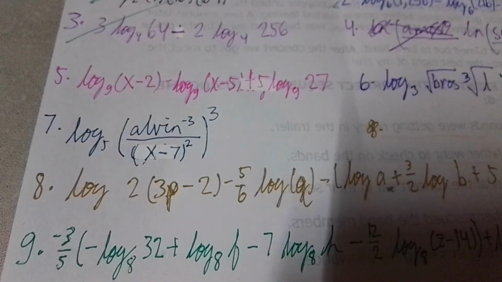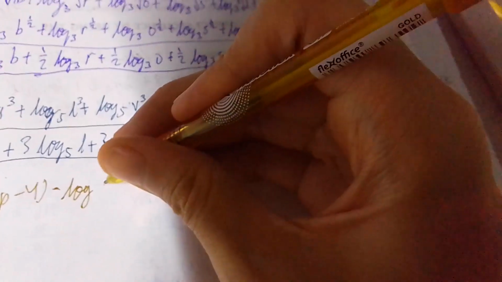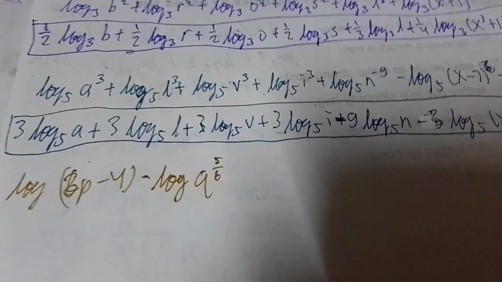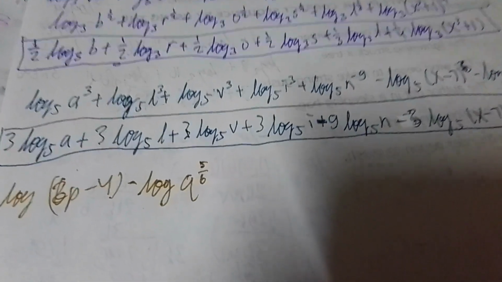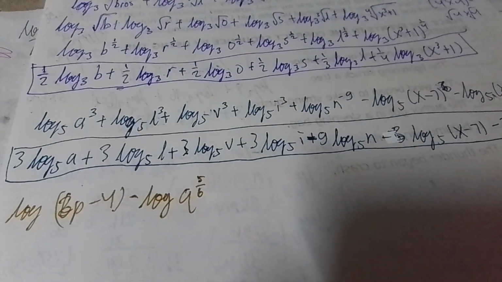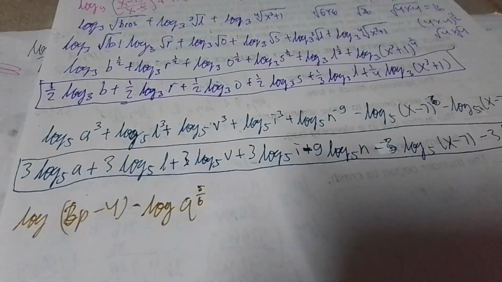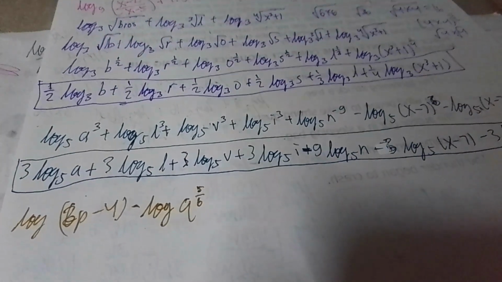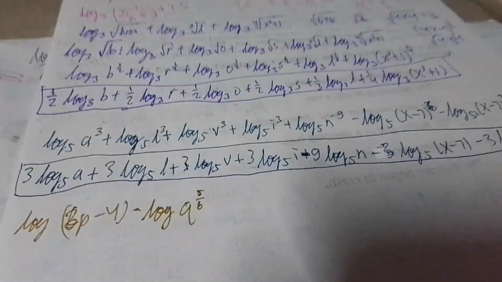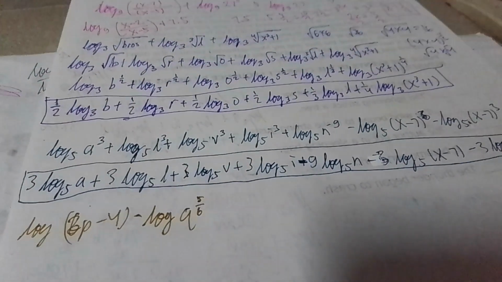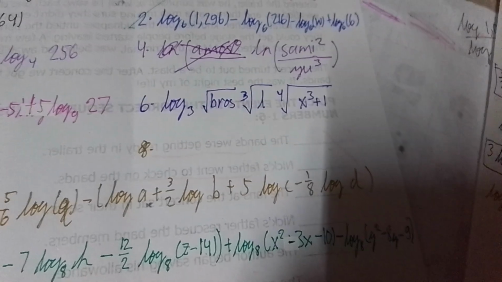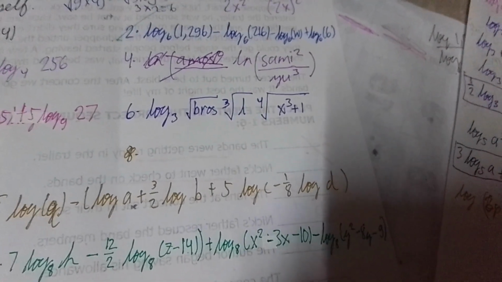And then the 5, and then we have minus log q raised to the 5/6 power. Remember, I told you, you have a fractional exponent. So on the numerator, that base is being raised to that power, and the denominator of the exponent is taken as the root. So the letter q is being raised to the 5th power, which is being taken by the 6th root. And then, remember, we have minus the whole quantity of log of a plus 3/2 log of b plus 5 times the log of c minus 1/8 of the log of d.